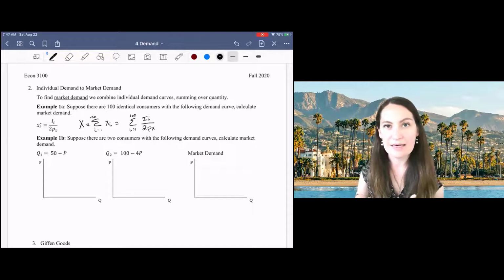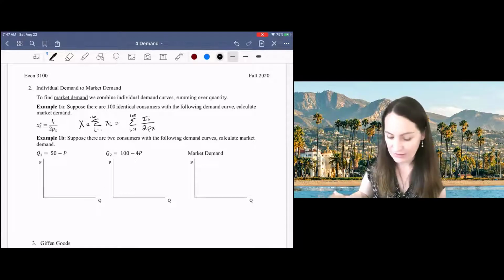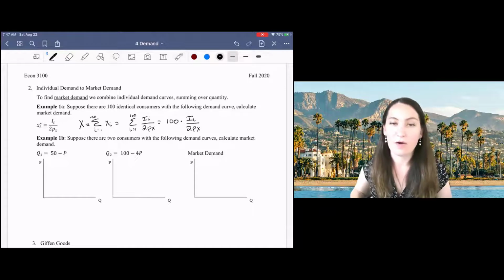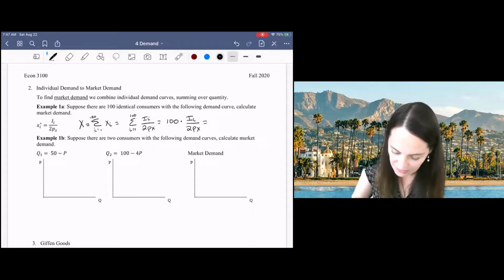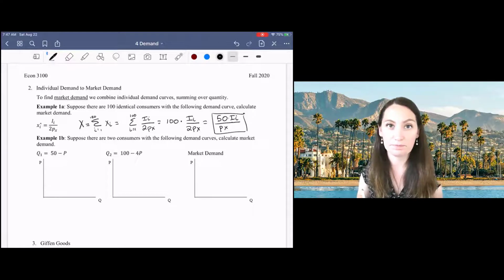And the only thing that's indexed here is I income, right? That's the only thing that could potentially vary across consumers. But in this example, we have assumed that it doesn't. So I is the same for all of our consumers. So this is really just 100 times income over 2 PX, which simplifies just a bit to 50 times income over PX. So that would be our market demand in this example.